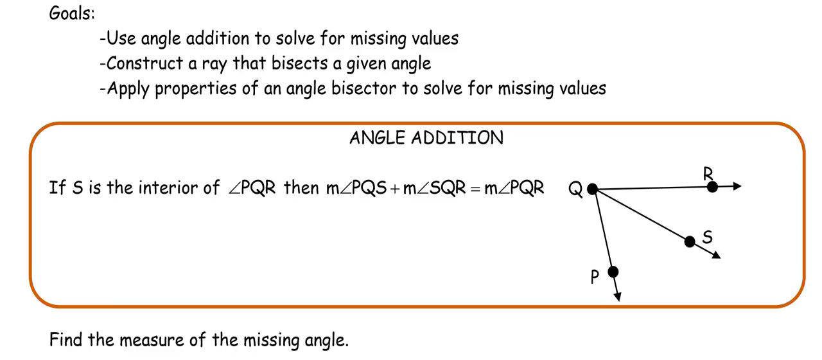This video is about using angle addition to solve for missing values, construct a ray to bisect a given angle, and apply the properties of angle bisectors to solve for missing values.